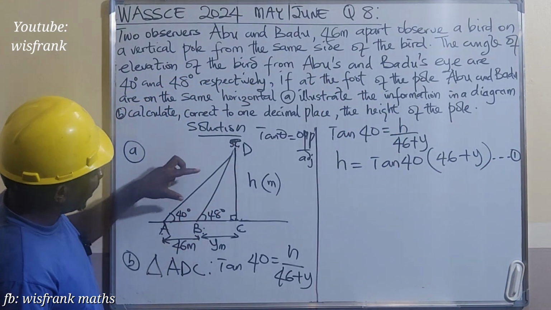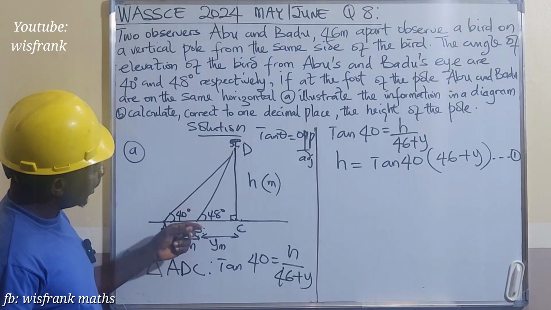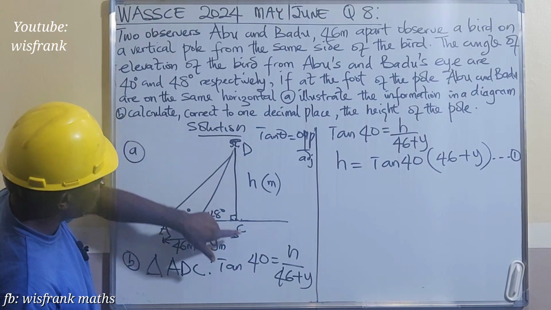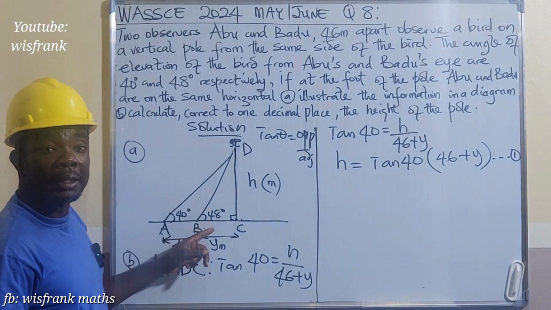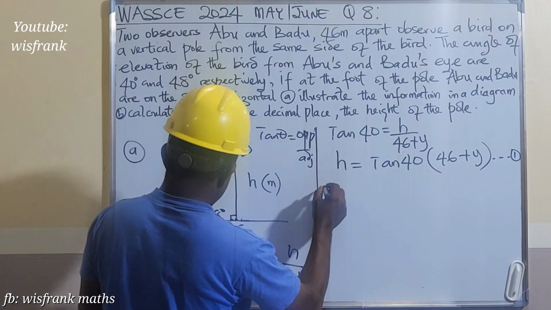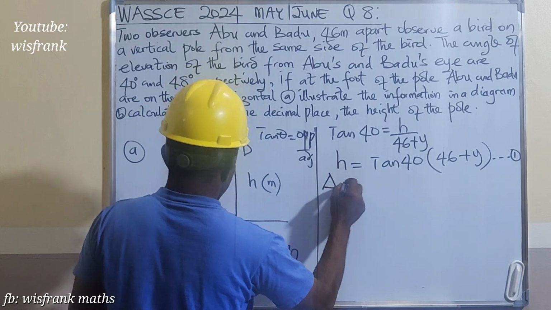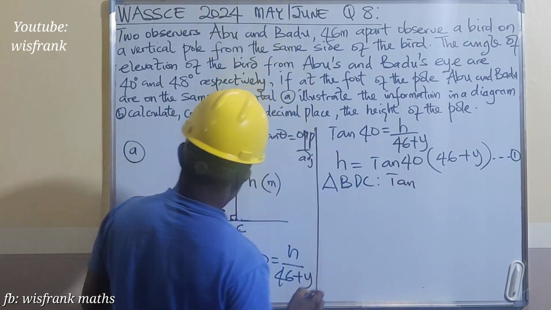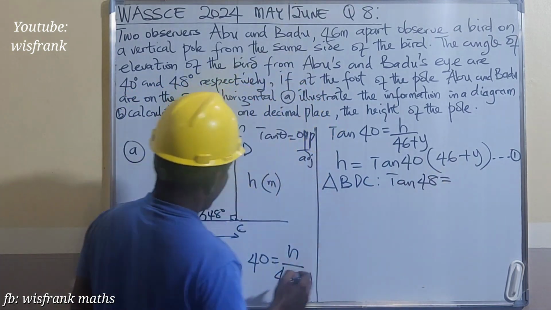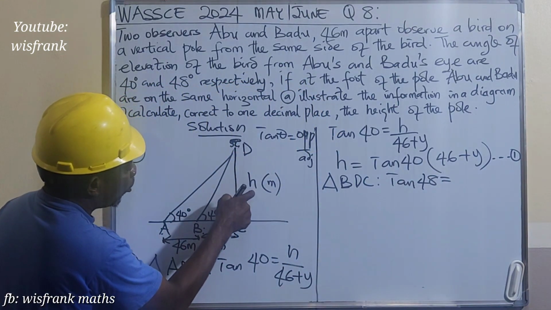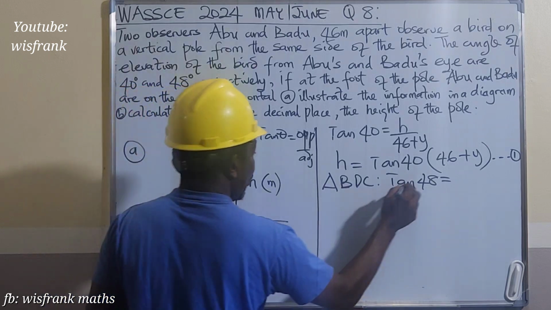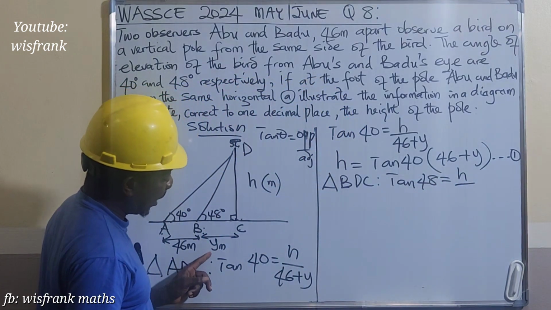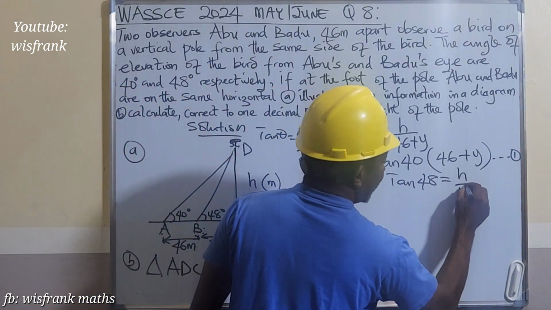Then the second one, that is the second triangle inside here, the smaller triangle, we have it as triangle BDC, where we have the angle as 48. So for triangle BDC, we have tan 48 equals the same thing that we have, opposite all over adjacent. The opposite is h all over our adjacent. Our adjacent here is y meters. So we have y.